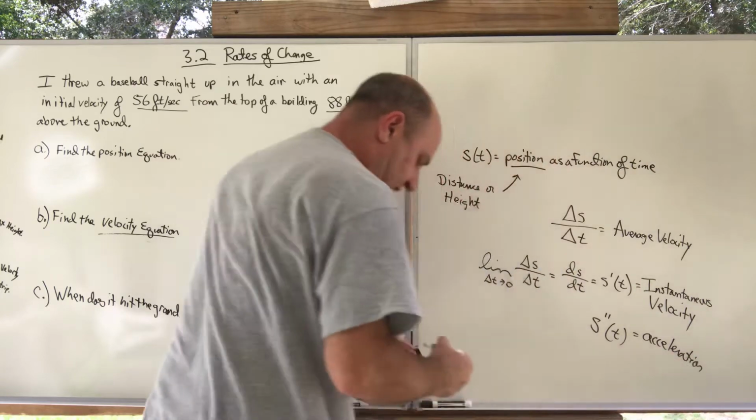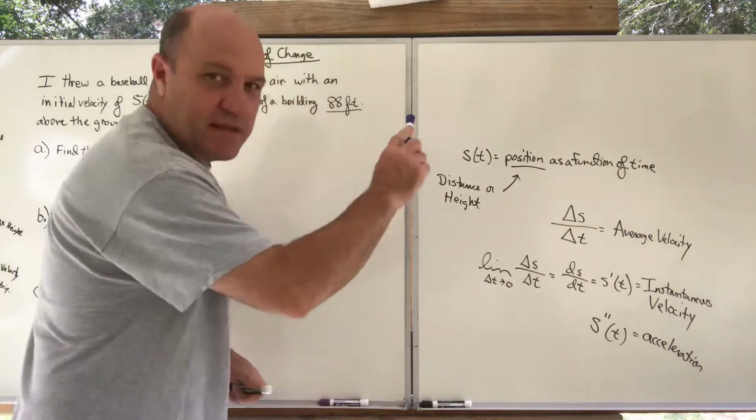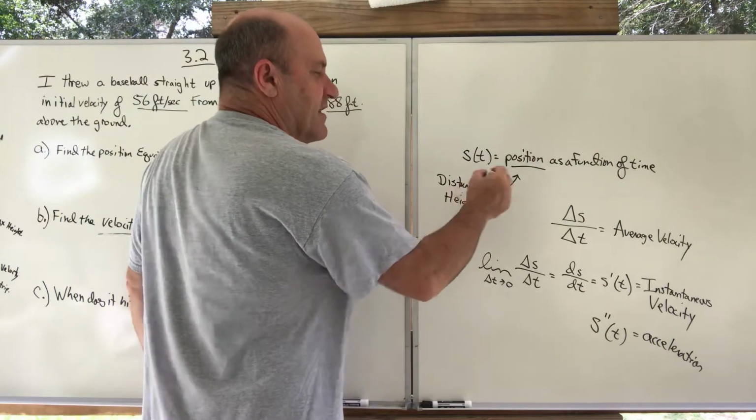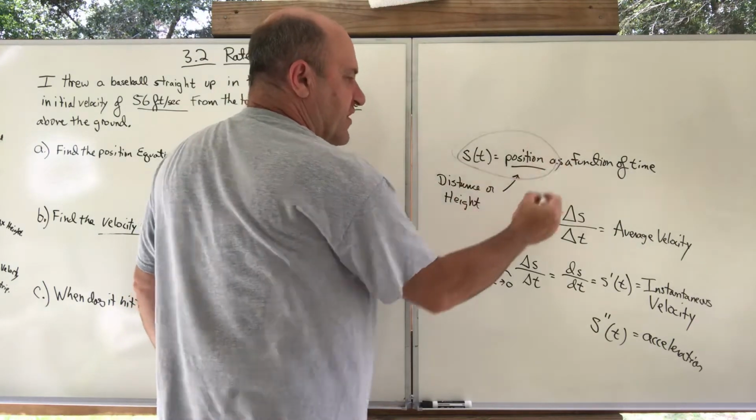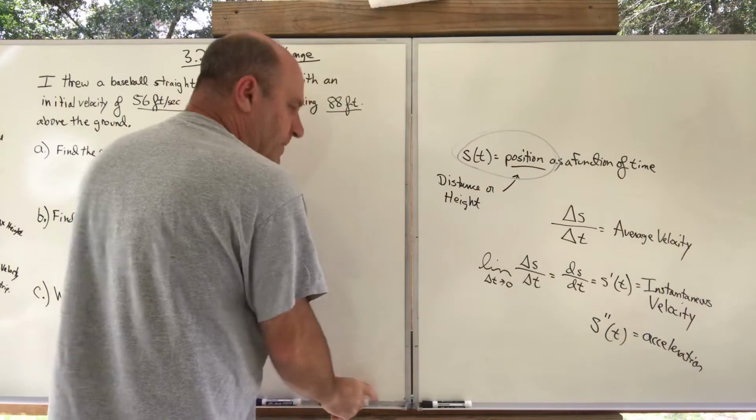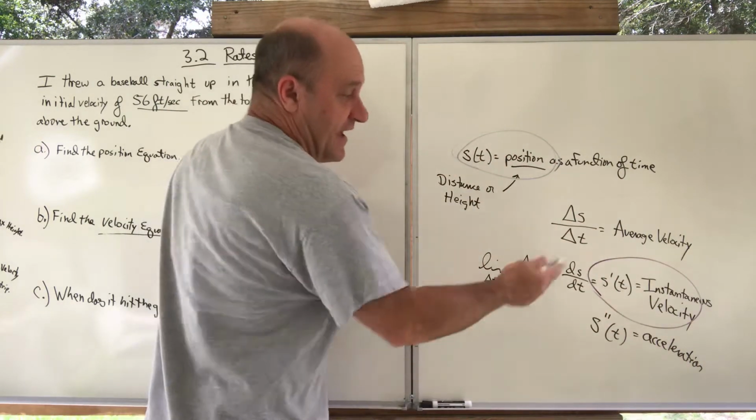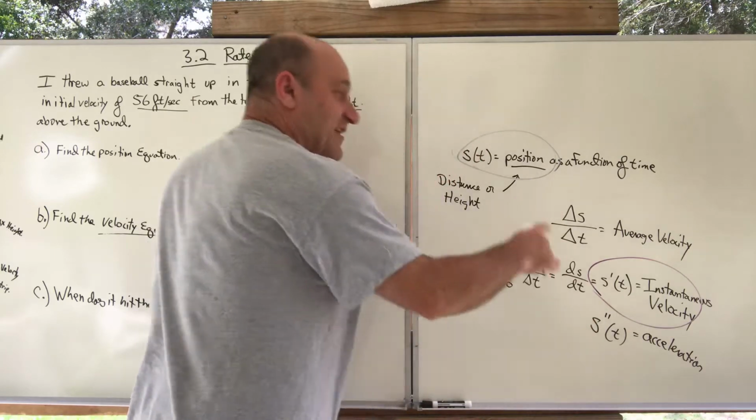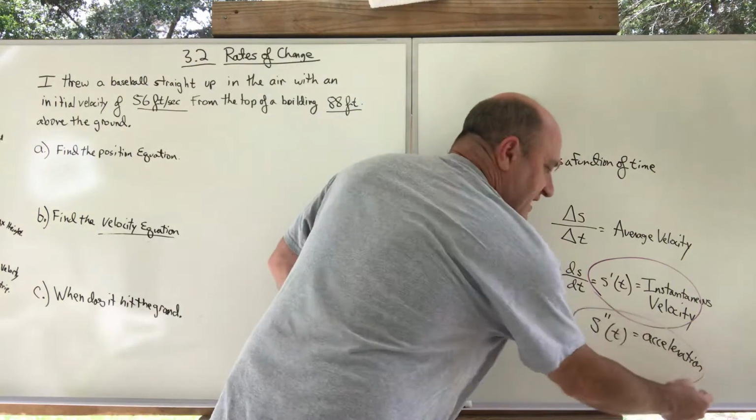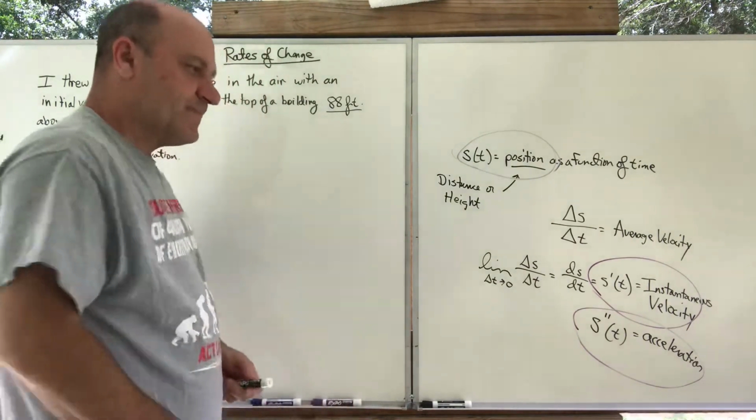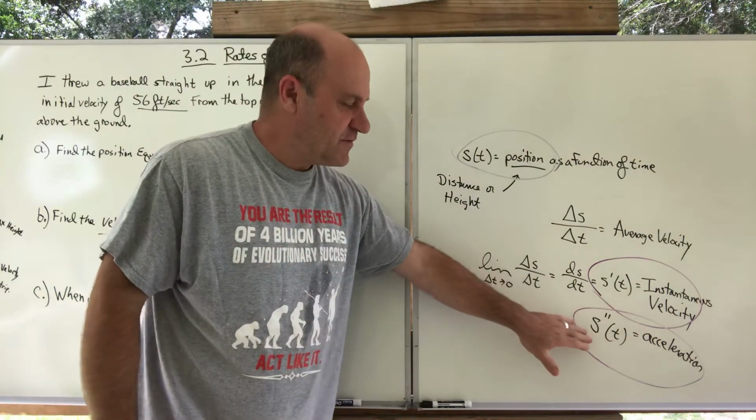So that's 3 big physics ideas there, or application ideas. That s of t is a position function, and its derivative, s prime of t, is velocity, and its derivative, or the second derivative of position, is acceleration. So cool.